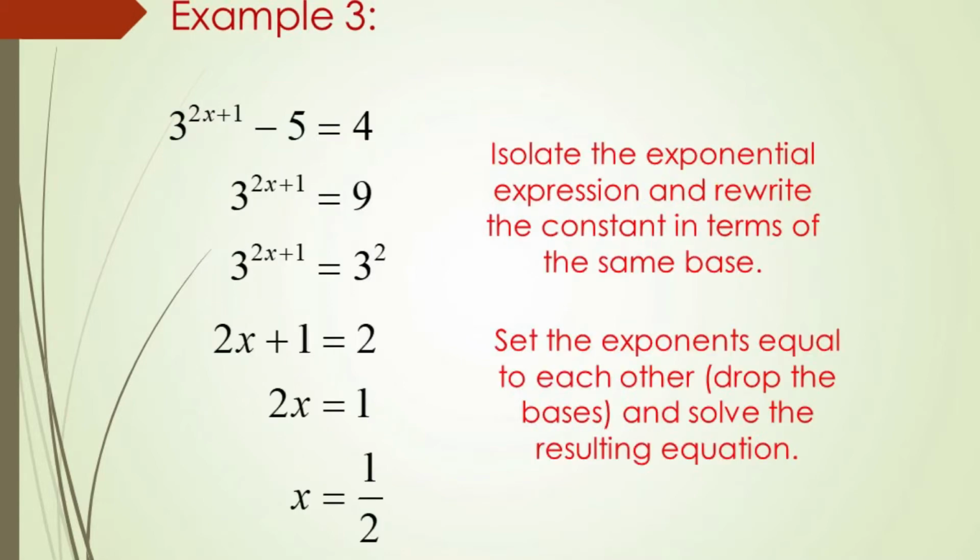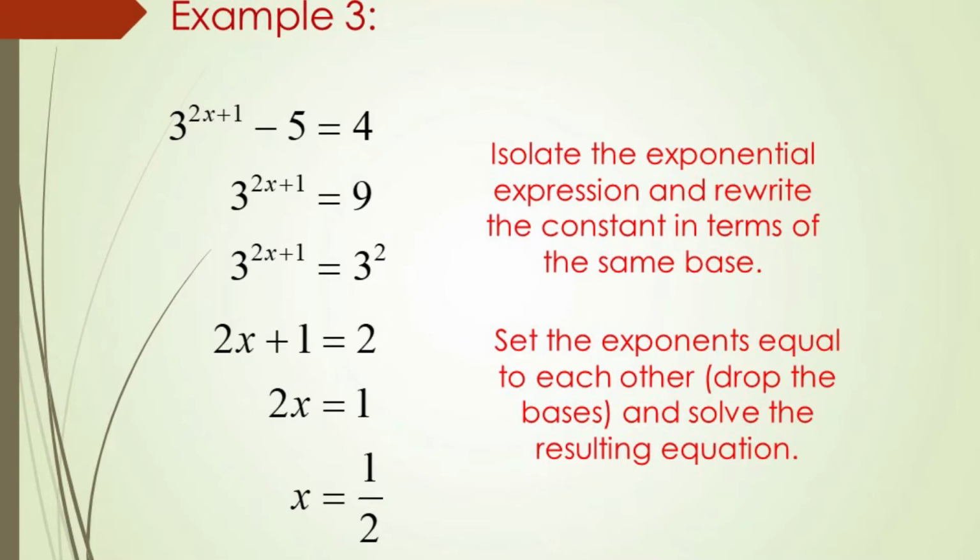Example number 3. 3 raised to 2x plus 1 minus 5 equals 4. First you need to transpose negative 5 to the other side, so it will become 4 plus 5, which is 9. Our main goal is to have a common base. So how do we convert 9 so that they have a common base?